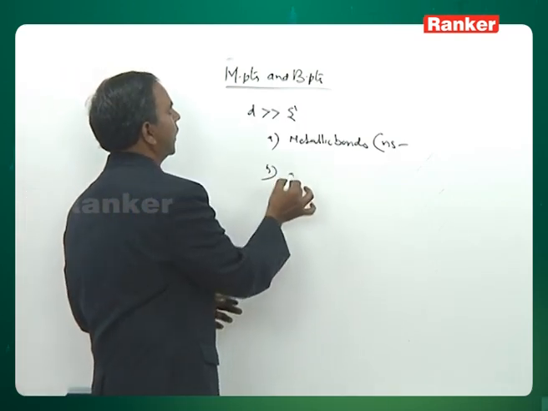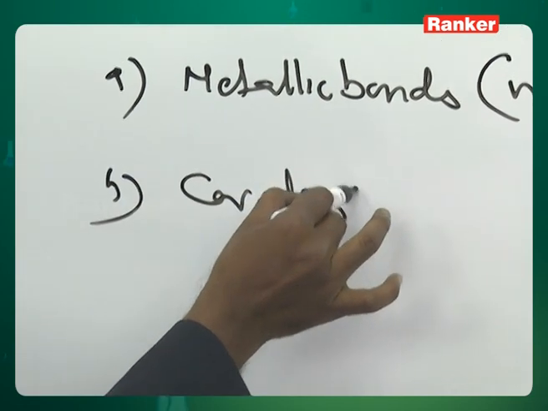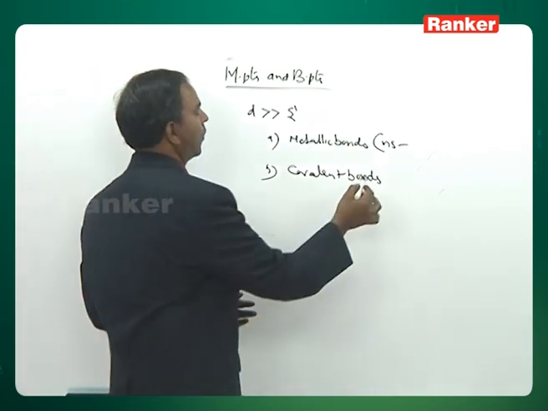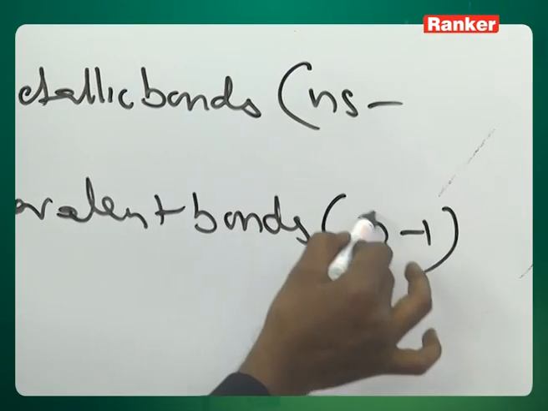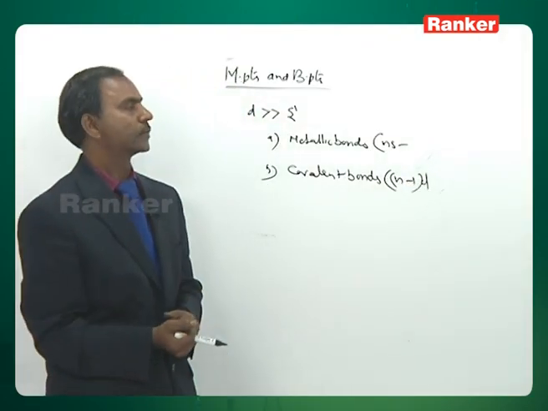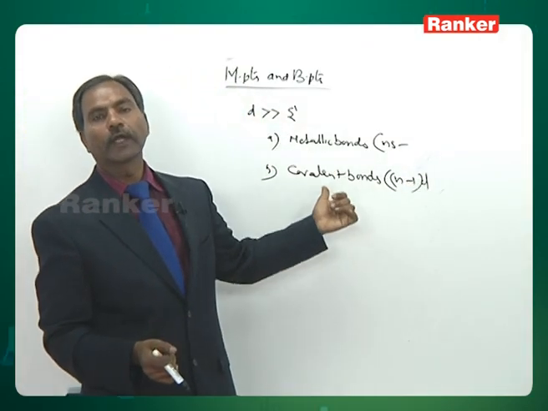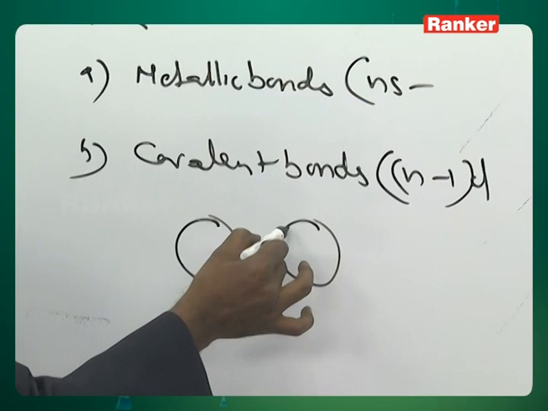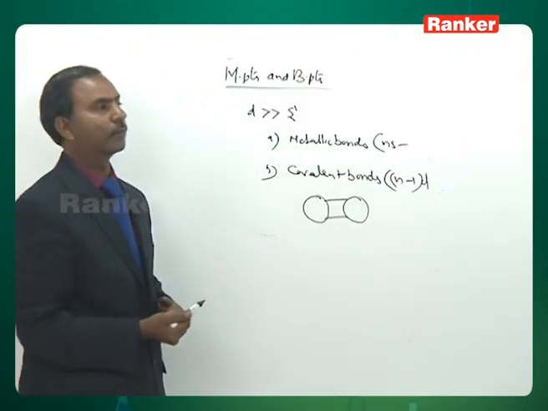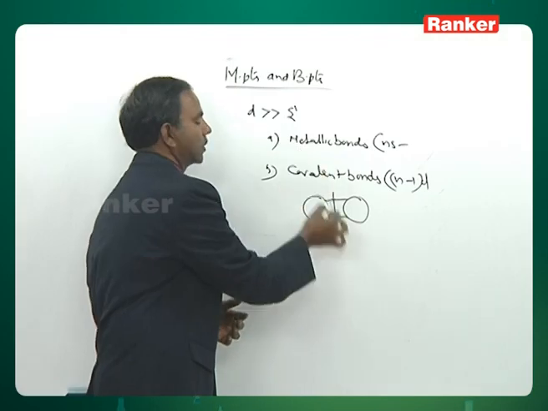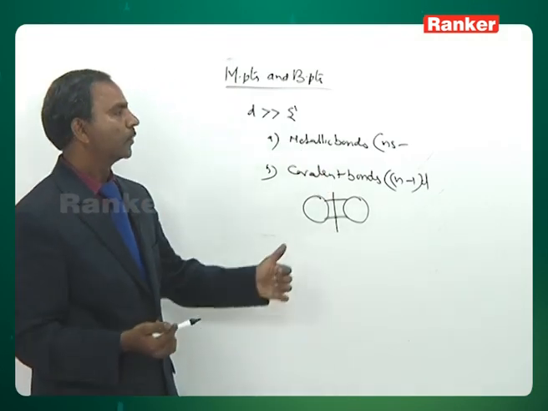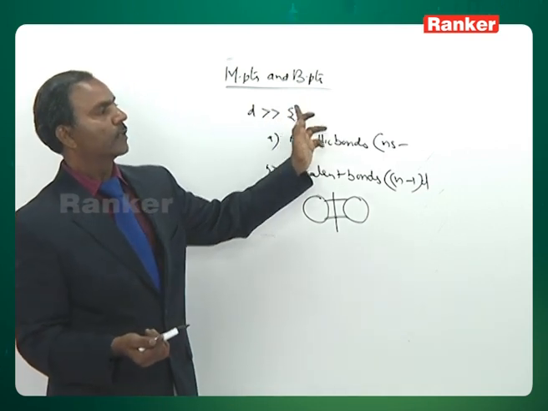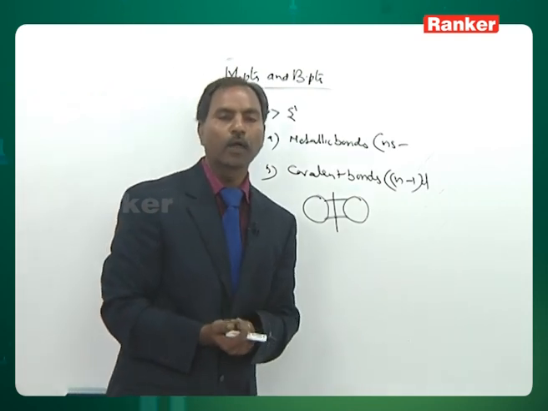Next, B. It is due to the formation of covalent bonds. These covalent bonds are due to involvement of (n-1)d orbital electrons. So one is metallic bonds, the second is covalent bonds. These two types of bonds are there between the metallic atoms. To break these two types of bonds, more energy is required. Therefore, the d block elements have greater melting and boiling points in comparison to s block elements.